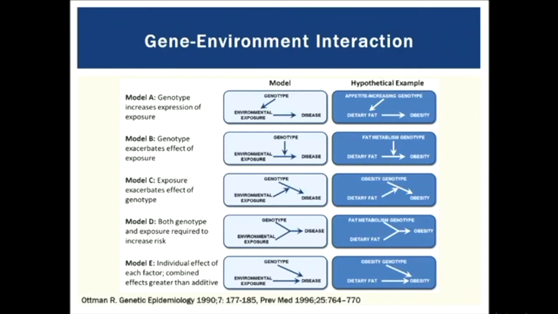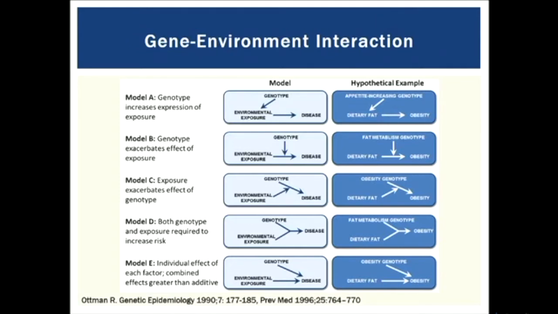So if you think about obesity, for example, dietary fat and genetic susceptibility and obesity, an example of this would be an appetite-increasing genotype that actually increases the level of dietary fat and then indirectly influences risk for obesity. Another model, Model B, is where an environmental exposure causes the disease, and the genotype actually doesn't cause the disease.